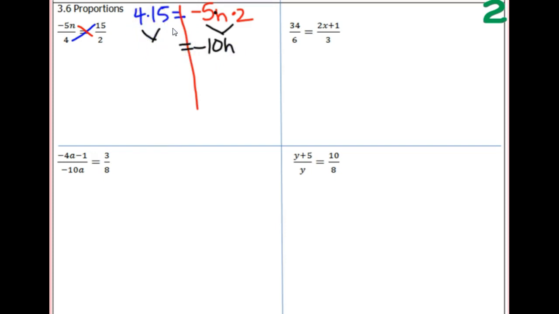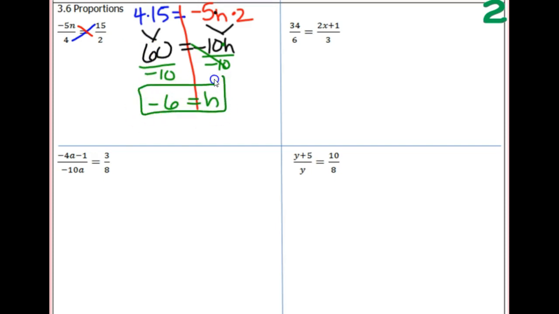4 times 15 should give me a nice 60. And then last, the opposite of multiplying by negative 10 is dividing by negative 10. So 60 divided by 10 is 6, but it's a negative. Happy and grumpy, they don't get along.